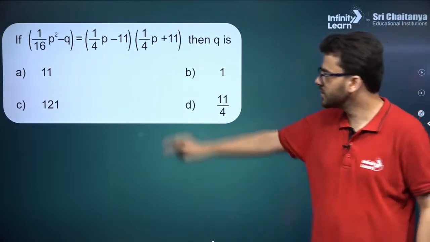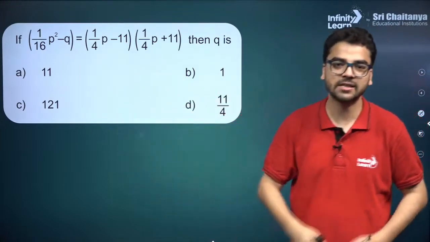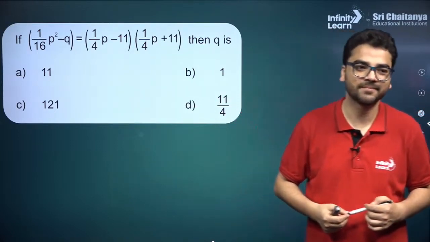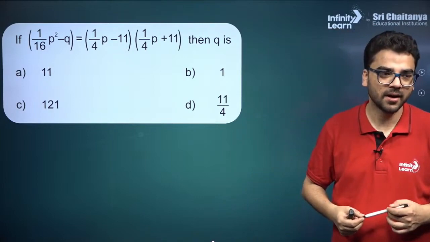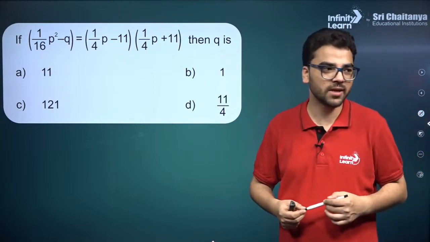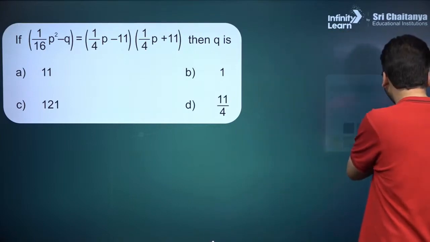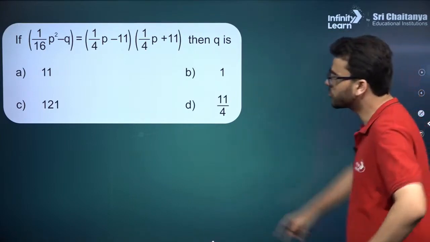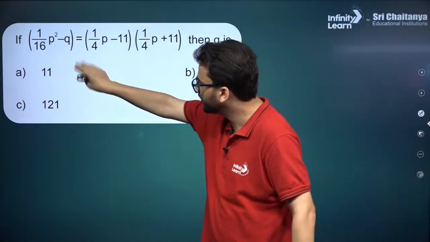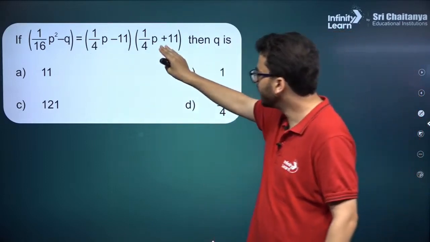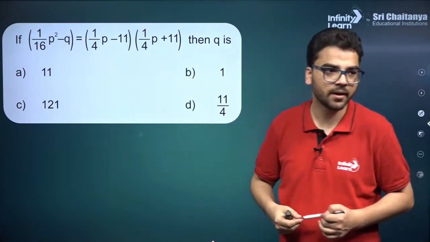Can you try doing the first question over here and let me know the answer, the value of q over here? It's a very simple question. Okay, try doing this question, guys, and let me know the answer quickly. It is given that p square upon 16 minus q is equal to p by 4 minus 11 into p by 4 plus 11.